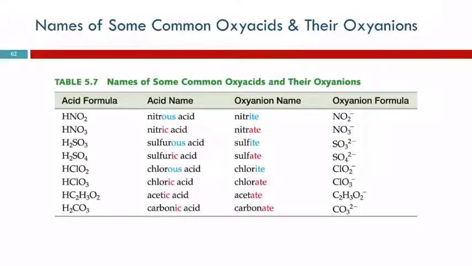So here are some of the common oxyacids. Here we have a table. We're showing the acid formula, the acid name, the name of the oxyanion, and the formula of the oxyanion. So when we see this formula, HNO2, that has the NO2 ion in it. NO2 is named nitrite. To name the acid, I change ite to us. So I get nitrous, and I put the word acid at the end.